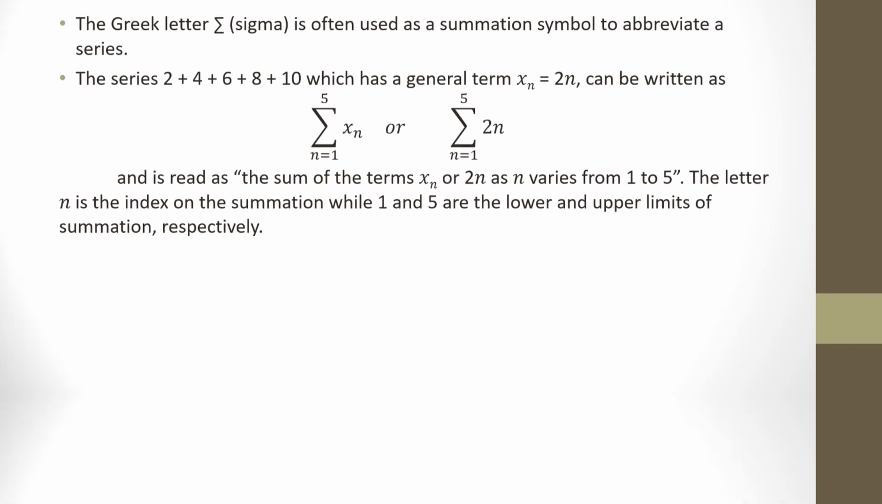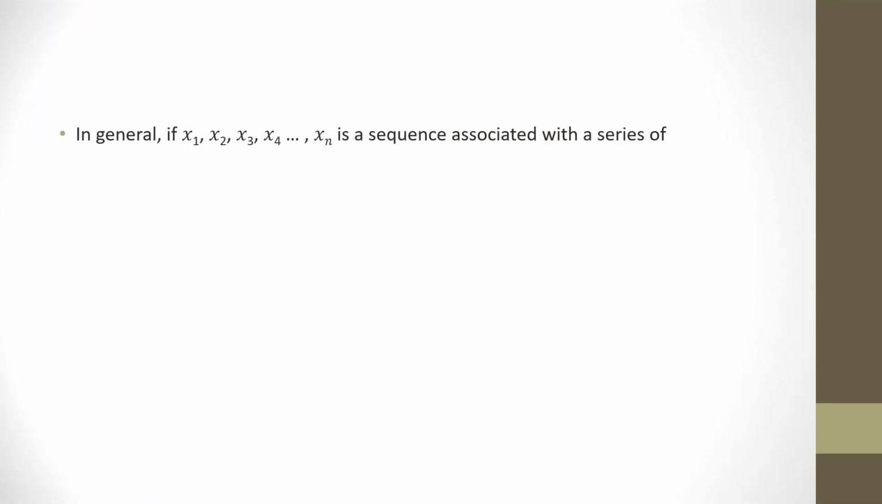So, next. So, in general, if x of 1, x of 2, x of 3, x of 4, and so on, x of n is a sequence associated with a series of 5, yan, k is equal to 1, k is equal to x, yan, okay.